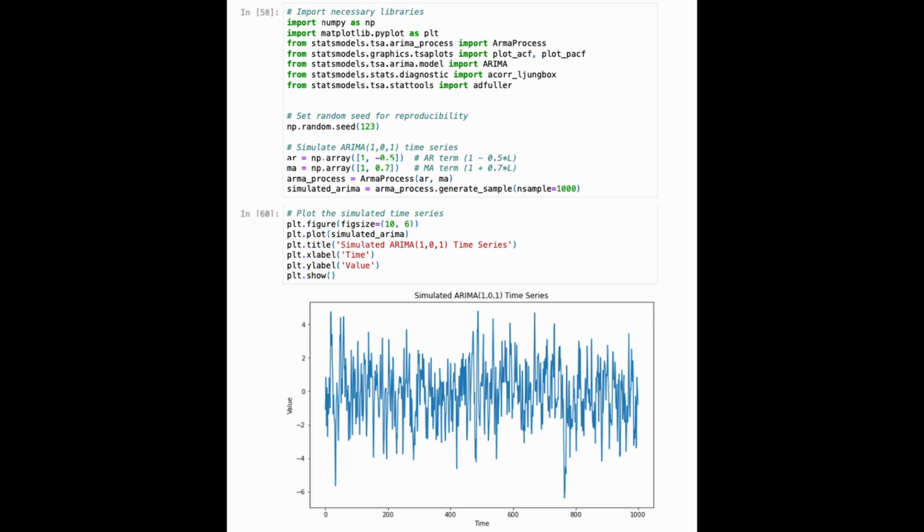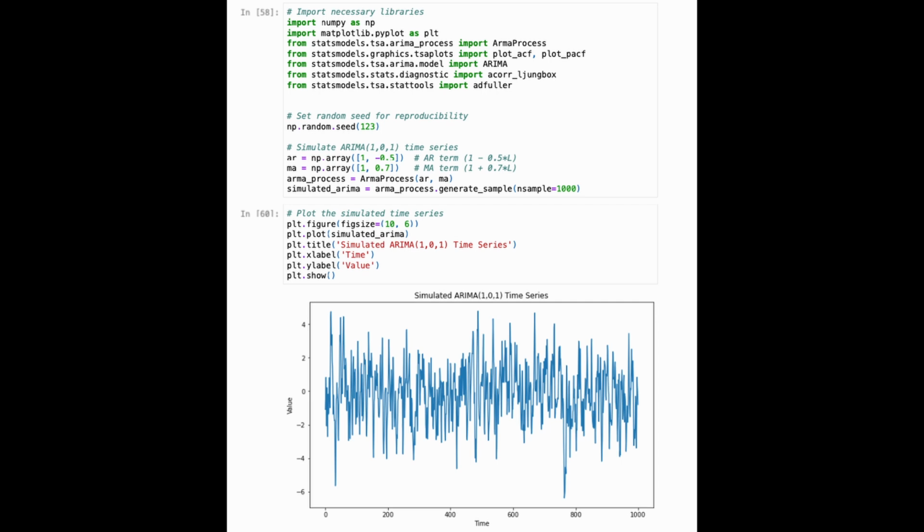In this talk, I will guide you through simulating and analyzing an ARIMA(1,0,1) model. The ARIMA model is widely used for time series forecasting. It combines three components: autoregression (AR), differencing (I, for integrated), and moving average (MA). We will begin by simulating an ARIMA(1,0,1) time series, then fit the model to the simulated data, and finally assess the model diagnostics, including a Ljung-Box test.